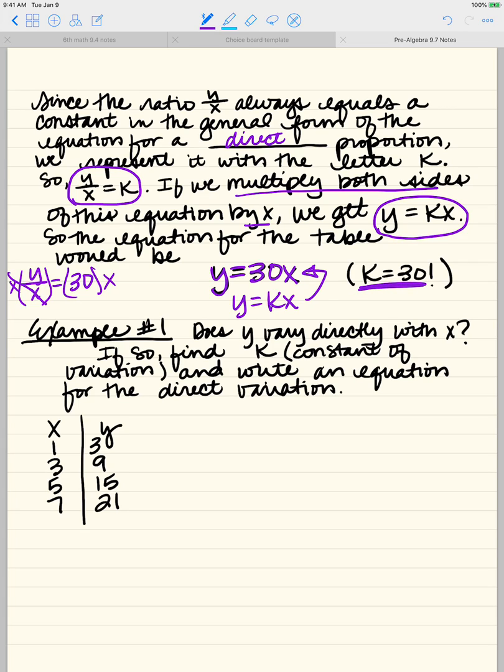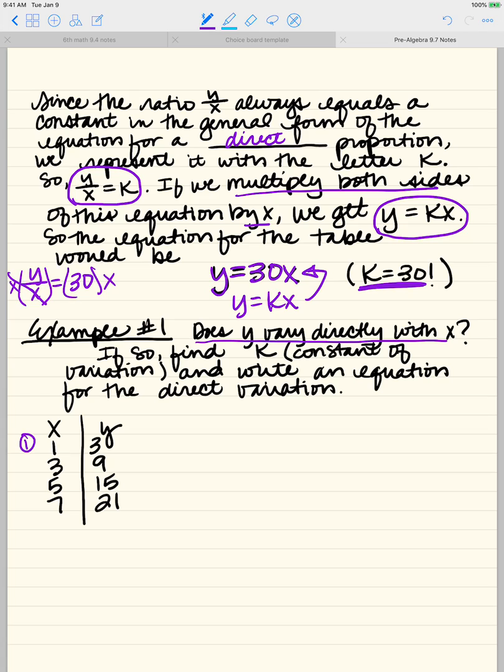Example number 1. Does y vary directly with x? If so, find k, which is the constant of variation, and write an equation for the direct variation. Question number 1 in here says, does y vary directly with x? We say yes to that if k is the same between every y and x relationship as we move through our table. So let's look at that.